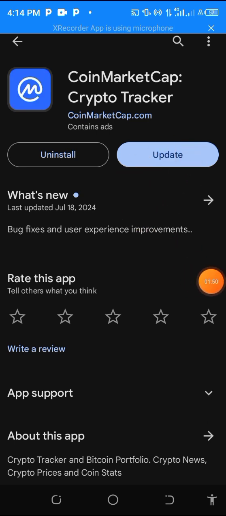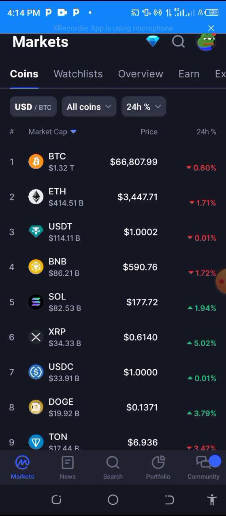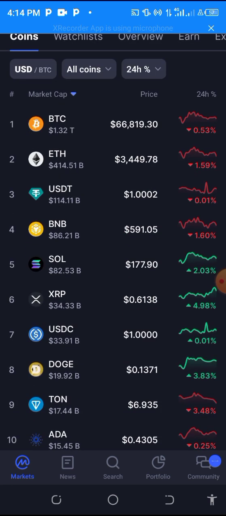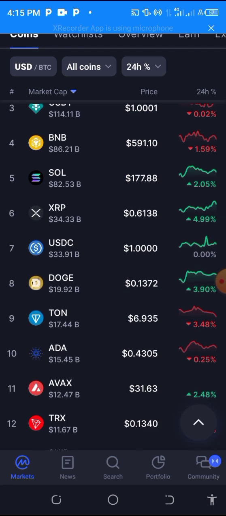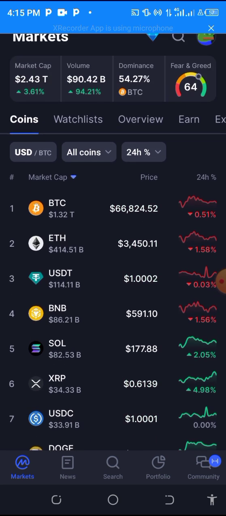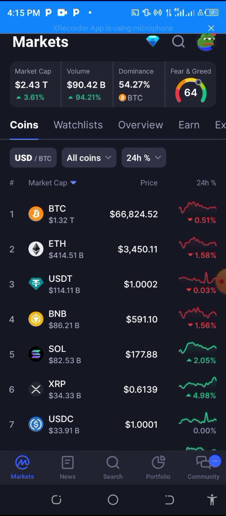I'll just go to my app and open it. This is what the app looks like. This is the logo, and I'm opening it. As you can see, there are a number of coins. It will interest you that there are thousands and thousands of coins here, almost all the coins in the cryptocurrency space, right here on the Coinmarketcap app.